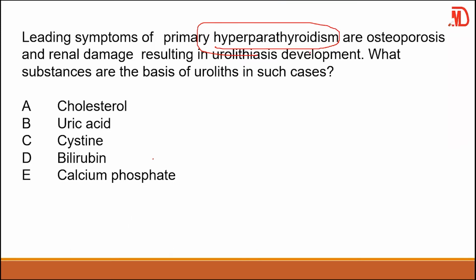Now look at it. Hyperparathyroidism led to osteoporosis and renal damage, resulting in urolithiasis development. It means kidney stones, and some of the stones can be the result of calcium deposits. The question now is, what substances are the basis of urolithiasis in such cases, the stones? And of course, you are dealing with calcium phosphate.